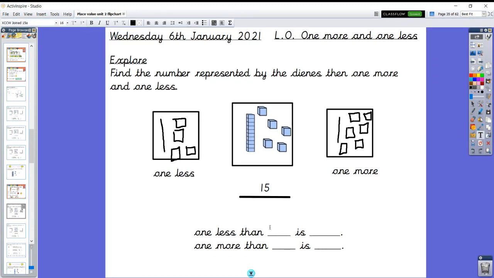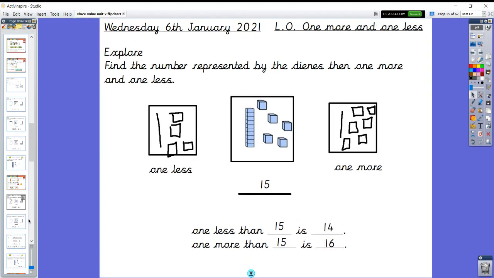Okay, so we know here that our number is 15, so we've been looking at the number 15. So 1 less than 15 is, and we know it's this one, 14. So hopefully you've said that one. 1 less than 15 is 14. And then 1 more, we know it's going to be 15 again in our first missing number. And we know that 1 more than 15 is 16. Brilliant. So hopefully you've said those stem sentences. 1 less than 15 is 14, and 1 more than 15 is 16. Brilliant. Okay, so let's move on to the next page.